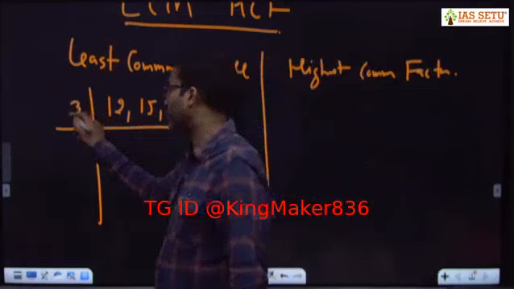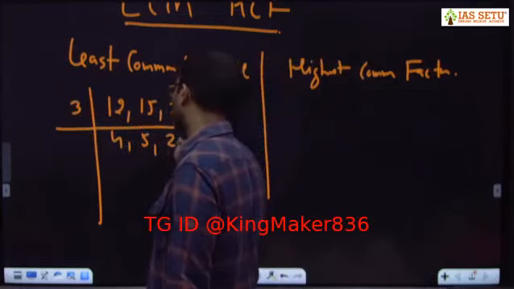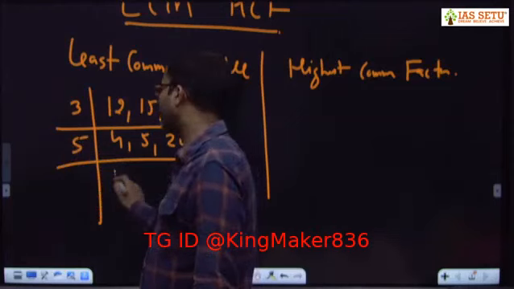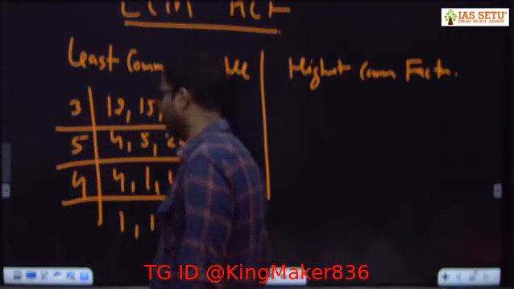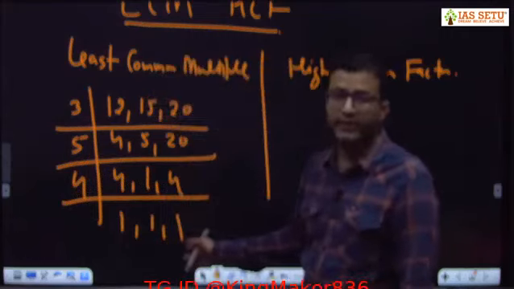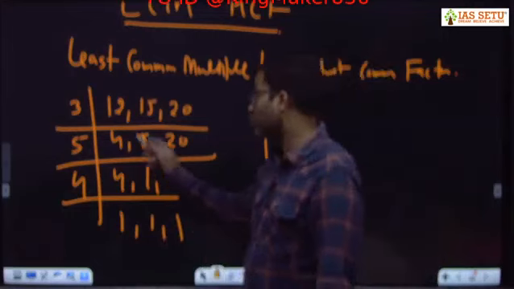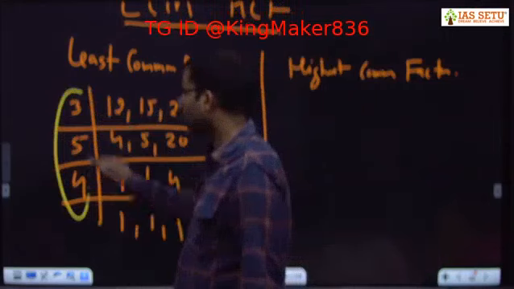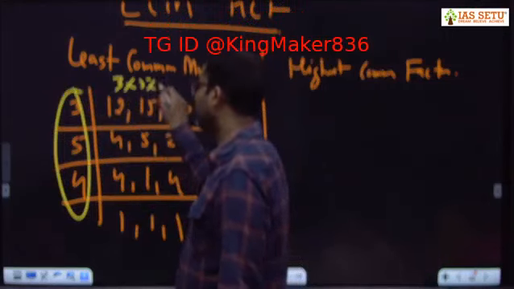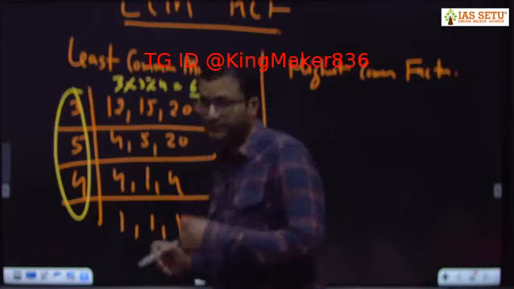Like we take 3 common. This is 4, 5, 20. You take 5 common, 4, 1, 4. 4 common, 1, 1, 1. The moment all these numbers become 1, 1, 1, we stop. So what is LCM of 12, 15, 20? We multiply this. So this is 3 into 5 into 4, 60.